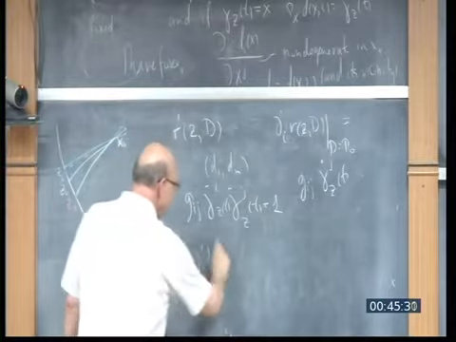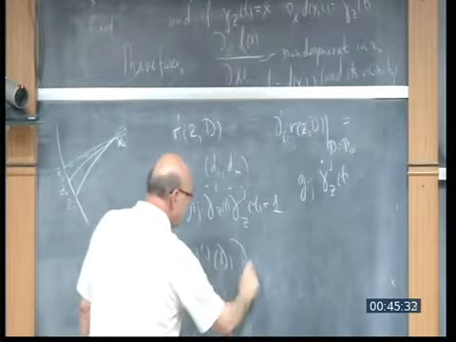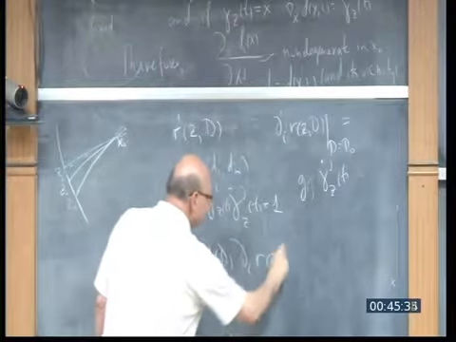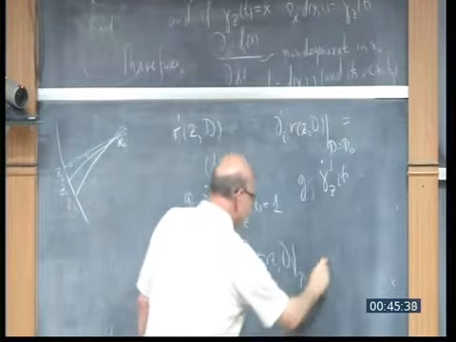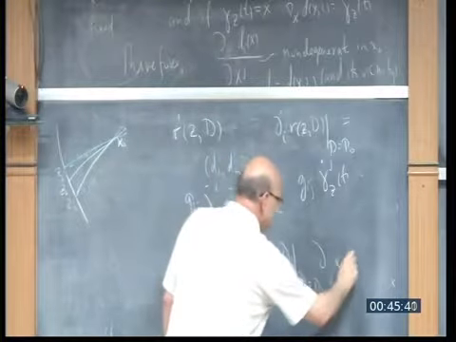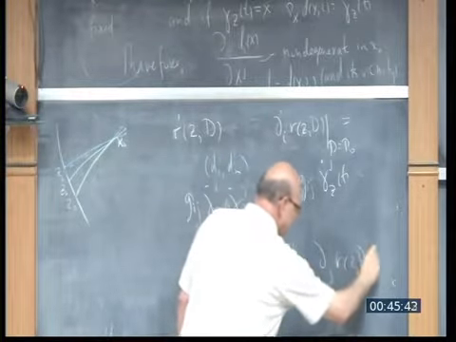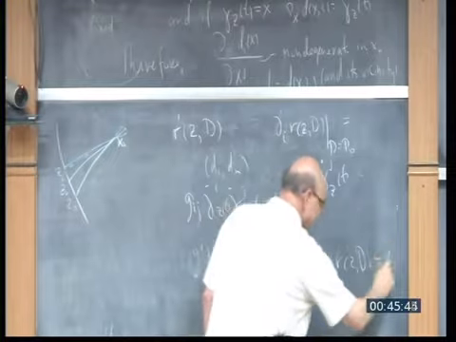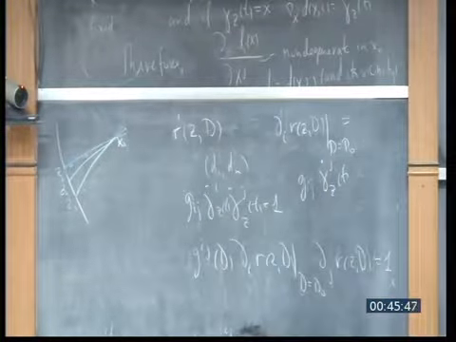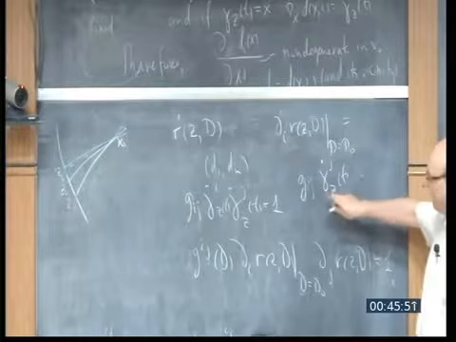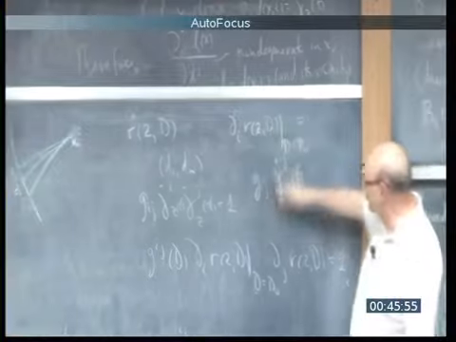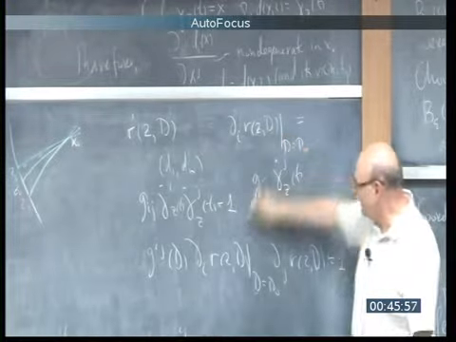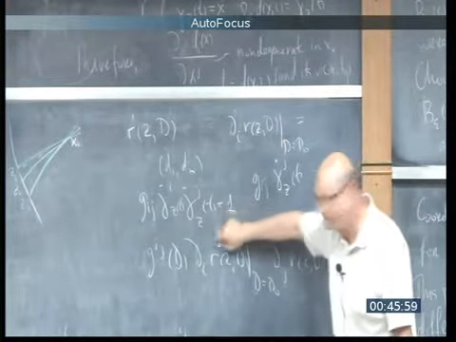g^ij at d0, d_i r(z, d) at d equal to d0, d_j r(z, d) at the point d0 is 1. Just plug in and express this. I mean, you can go from gamma to r, and that is exactly equivalent to that.